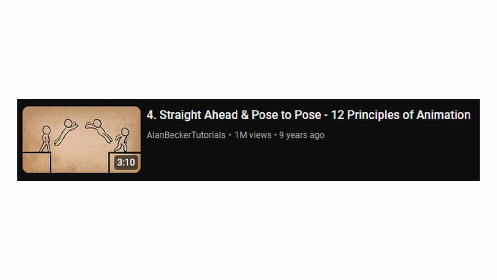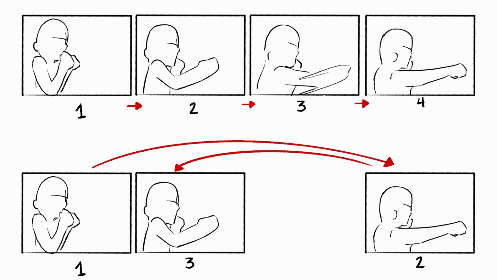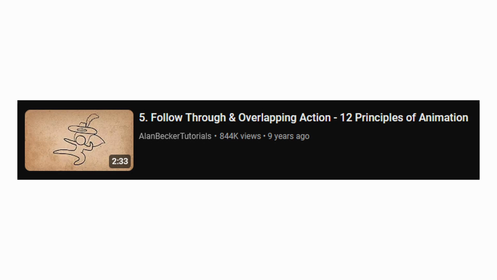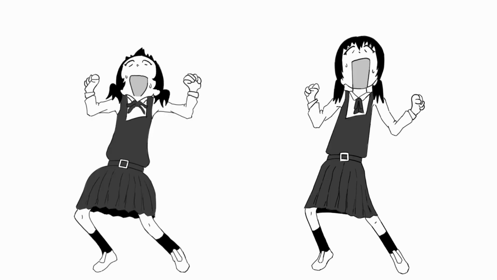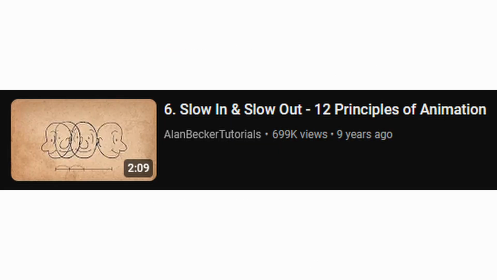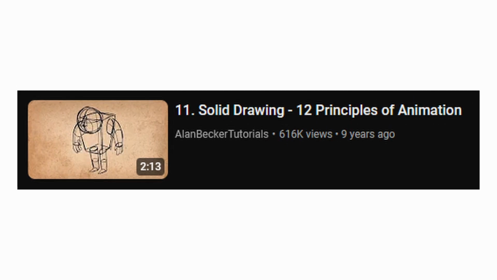Straight ahead versus pose-to-pose animation, which is either animating by drawing frame by frame or drawing pose by pose and then filling in the gaps between each main pose of the animation. Follow through and overlapping action, which would be secondary actions of the character, such as the hair moving if a character jumps; the hair would move slightly slower and react to the gravity at a different time than the character's main body. Slow in and slow out timing, as well as some sort of exaggeration, and solid drawing, which would be knowing the three dimensions of your character so that if they change poses, it looks 3-dimensional and not like a 2D animation.